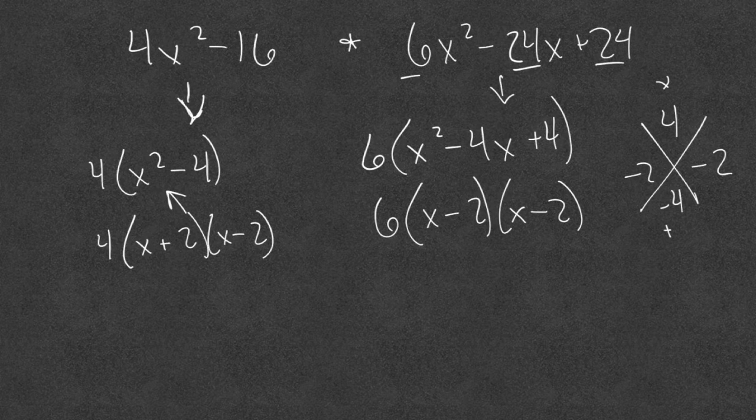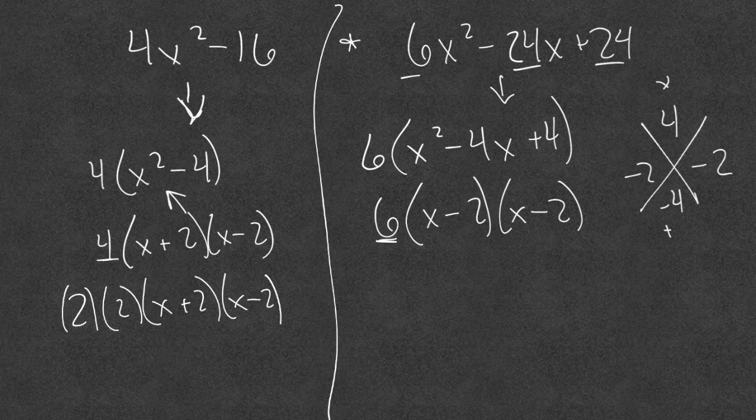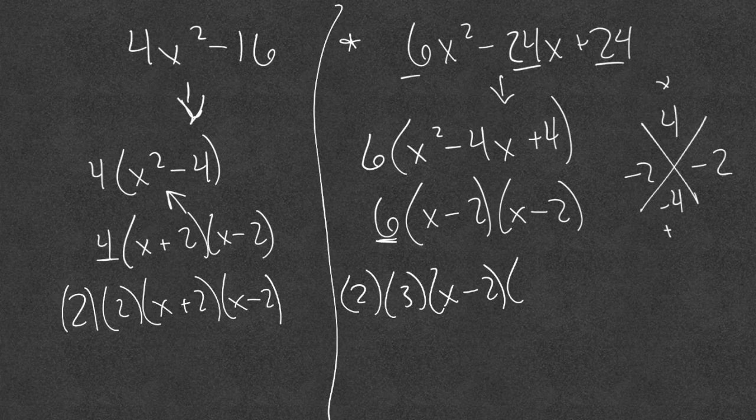So right now we see that x minus 2 is the only thing they have in common. However, we have a 4 and a 6. Because of this 4 and 6, we actually need to factor our numerical values into primes as well, so that we can then fully see that least common multiple. So that gives me 2 times 2, times (x plus 2)(x minus 2), and then I'll separate those, and then 2 times 3, times (x minus 2)(x minus 2).